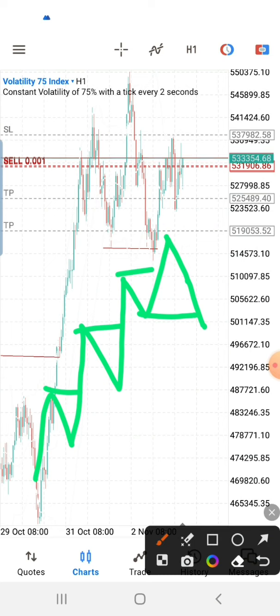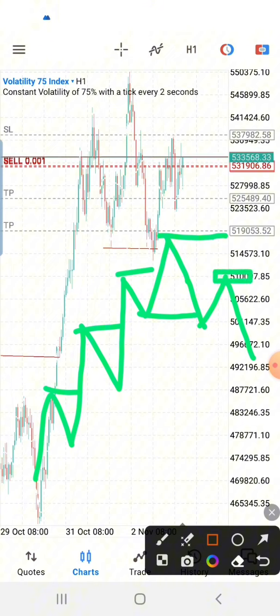You don't just sell here, you have to wait for this. You will have to wait for the price to show signs of weakness. This is just a signal of a change of trend, but it's not actually a change of trend yet, until the price pushes up this way and fails to break the high, and creates a new high which is lower than the previous one. So now you're having a lower high.